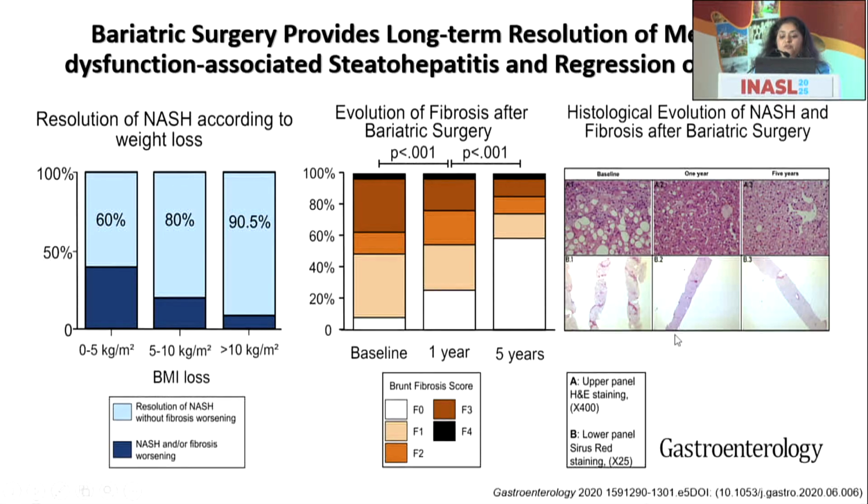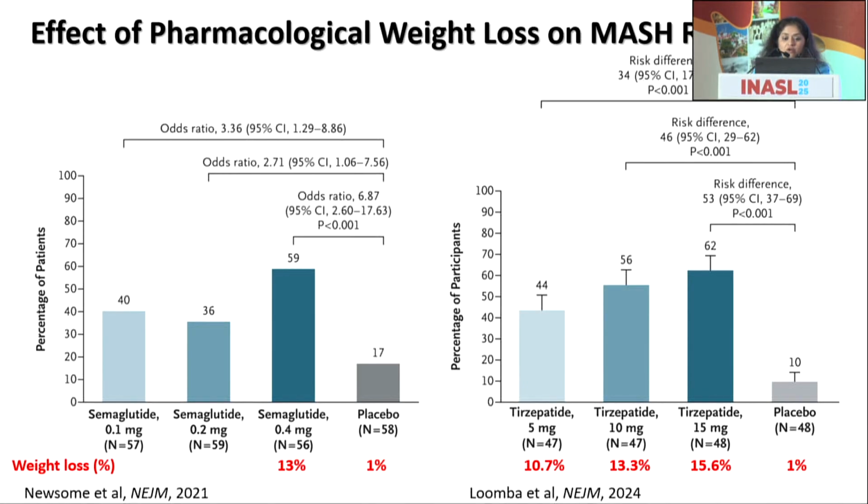And then the photomicrographs on the right are to illustrate the histological resolution of MASH and fibrosis after bariatric surgery. Similar data are also now emerging from the pharmacological weight loss studies, with semaglutide on the left and tirzepatide on the right, and you can see MASH resolution in these studies is really significantly associated with weight loss, which was significantly greater as predicted in patients that received the GLP-1 agonists compared to placebo.